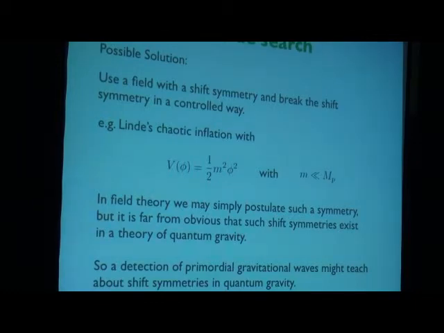Now, a possible popular solution is to just use a field with a shift symmetry and then break the shift symmetry in a controlled way. You have to break it because otherwise the field has no potential.